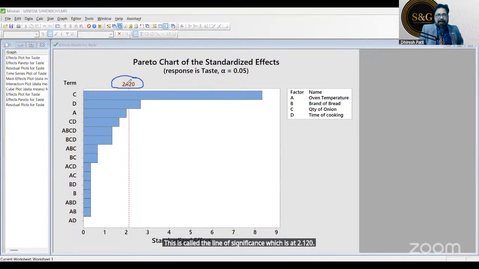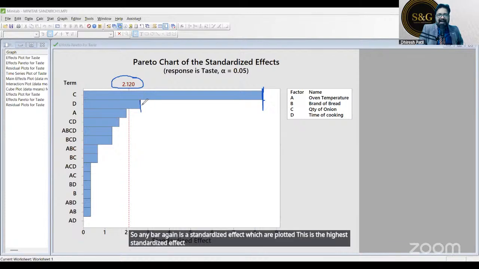Okay. This is again a Pareto, which is highest to lowest. Again, these are the standardized effects which are plotted. This is the highest standardized effect, this is the second highest, third highest, and the fourth highest. Any standardized effect which goes beyond the line of significance is called critical. So here also it is matching C and D. These are the critical factors.